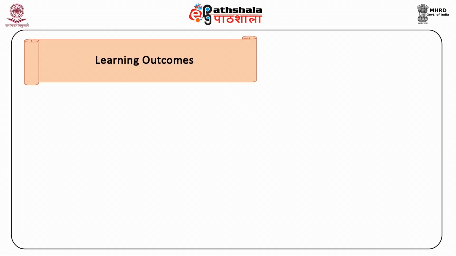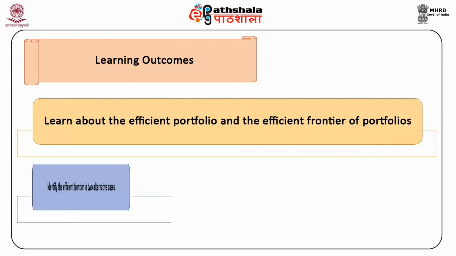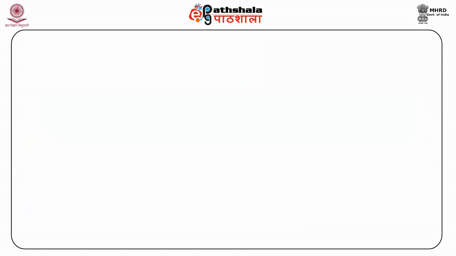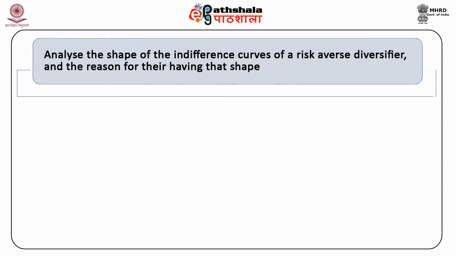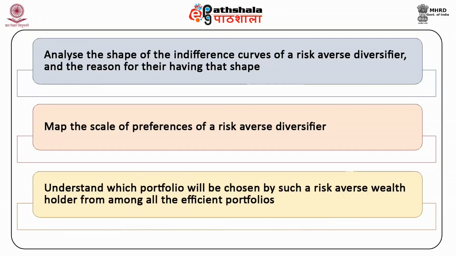After studying this module, you shall be able to learn about the efficient portfolio and the efficient frontier of portfolios, and identify the efficient frontier in two alternative cases. You shall be able to analyze the shape of the indifference curves of a risk-averse diversifier and the reasons for their having that shape, map the scale of preferences of a risk-averse diversifier, and understand which portfolio will be chosen by such a risk-averse wealth holder from among all the efficient portfolios.